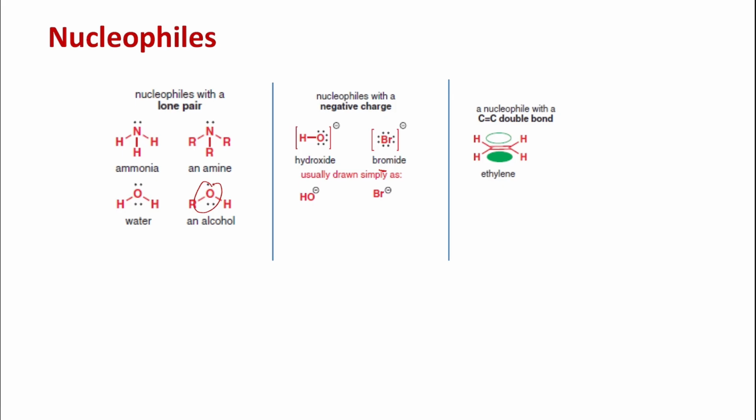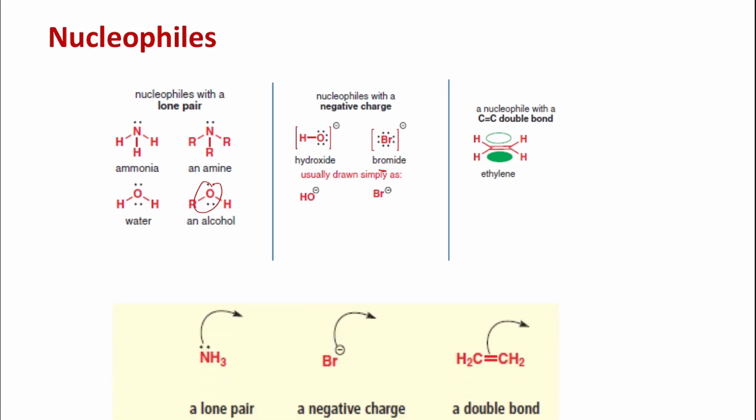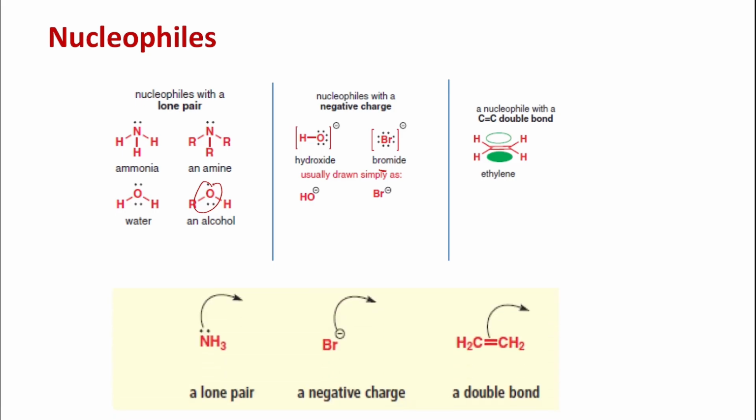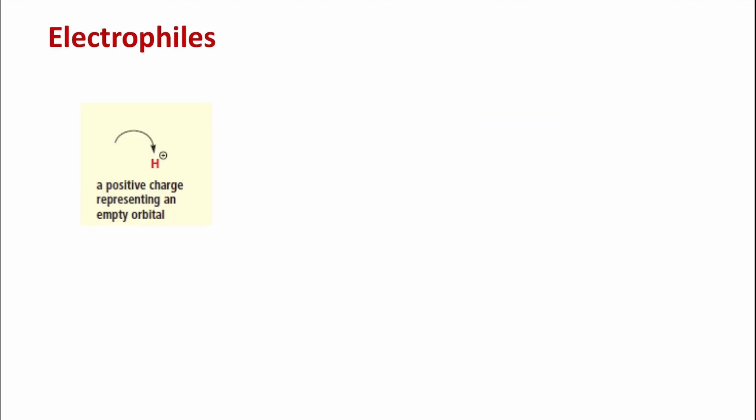So what are the possible electrophiles? Electrophiles could be a positively charged atom, like hydrogen plus, or it could be a double bond to an electronegative element. So if we have something like a carbonyl group like this in aldehydes and ketones, the carbon here is electron deficient and it acts as an electrophile.